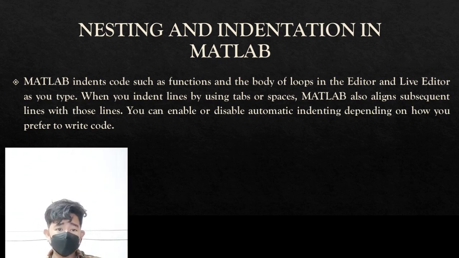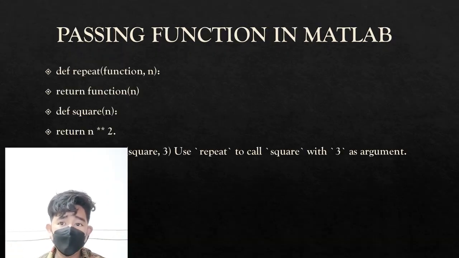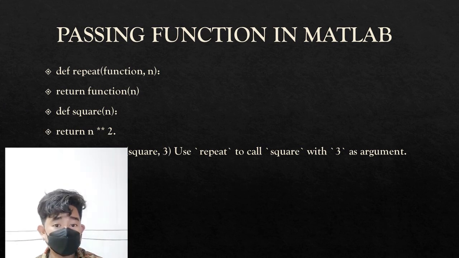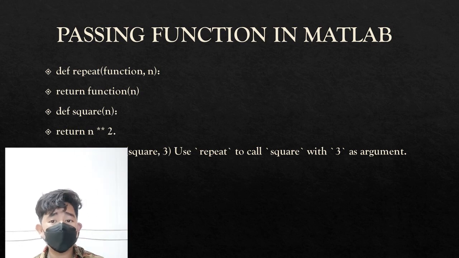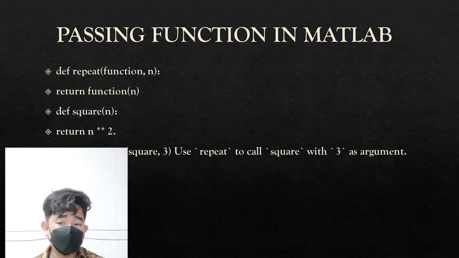Next, we have passing functions in MATLAB. First is the repeat function, and you can have it with the shortcut tab function n. We have the return function. We have the repeat square. Return in 2 for output equals repeat square to 3. Use repeat to call require with 3 as arguments. Then you can have the printout.